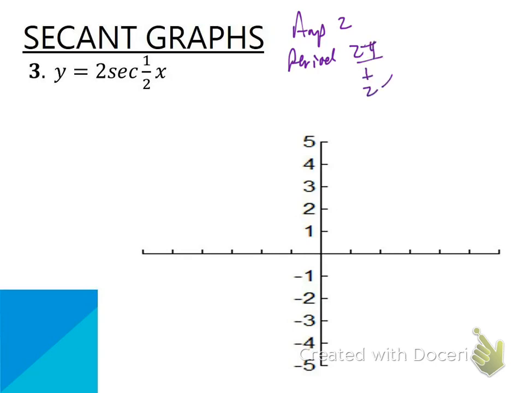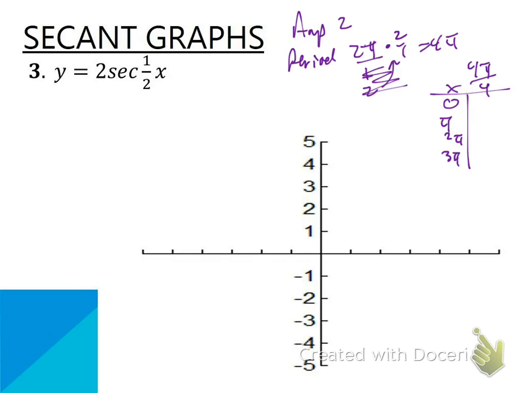Make that a little bit neater. So multiply by 2 over 1. 2 pi times 2 is just 4 pi. So your x values become, you got to divide that by 4, so 0, pi, 2 pi, 3 pi, and 4 pi. Okay, which is going to help us label the x-axis.